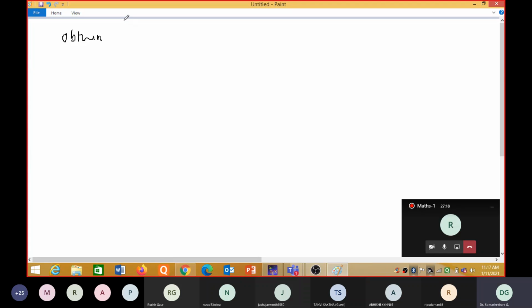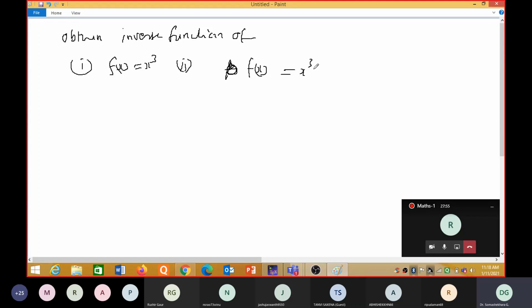Okay, you have to take this problem. I will tell you how to find the inverse mathematically. Obtain the inverse function of... Here two problems are there. Okay, f of x is equal to x cube. You have to find the inverse of this one, and the second one is B. Sorry, second problem, I can say like this: f of x is equal to x cube plus.